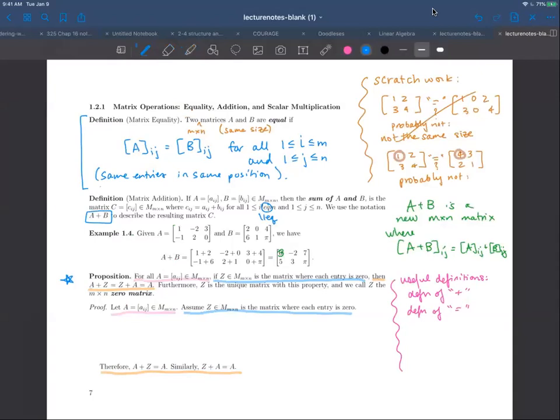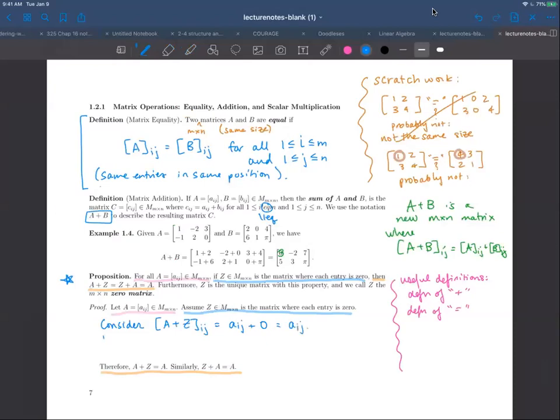Okay, so how do we actually do it? Well, we've picked our matrix A. We've told our reader what the entries are. We've assumed that Z is the matrix where each entry is 0. So let's consider (A plus Z)ij, which is equal to the ijth entry of A plus the ijth entry of Z, which is 0, which is Aij.